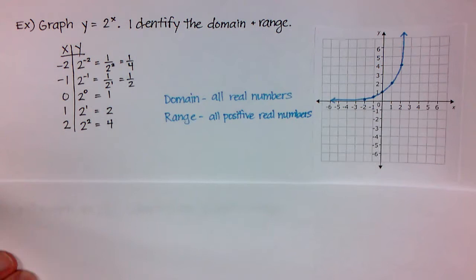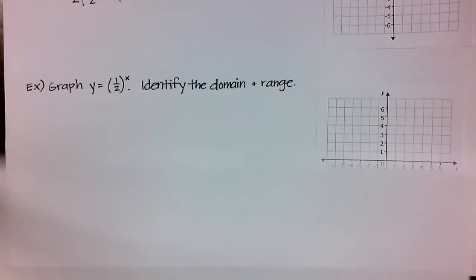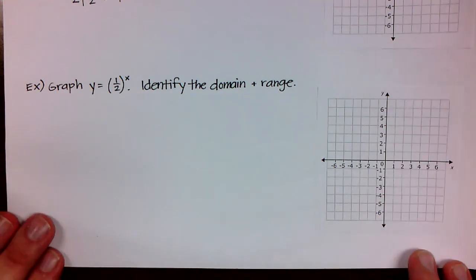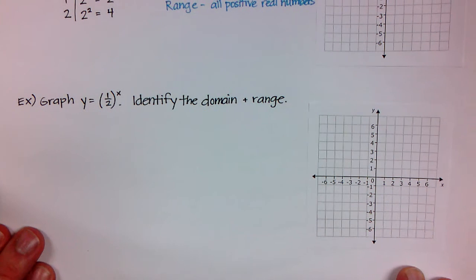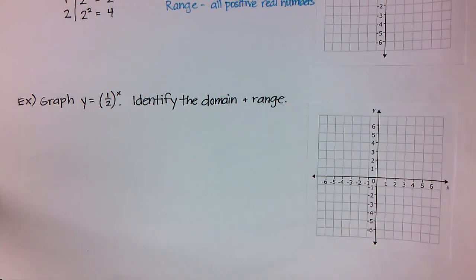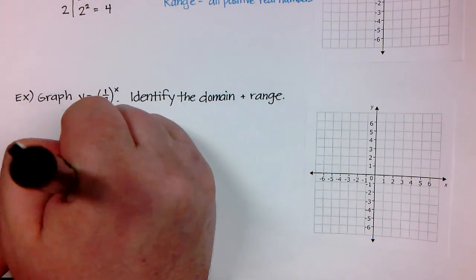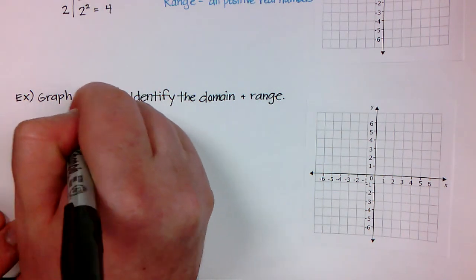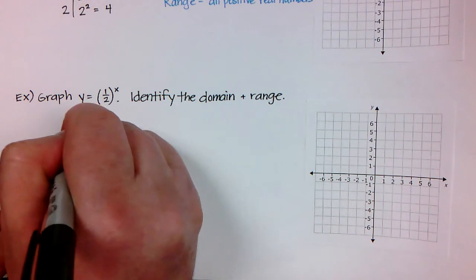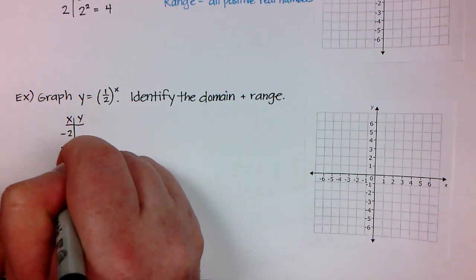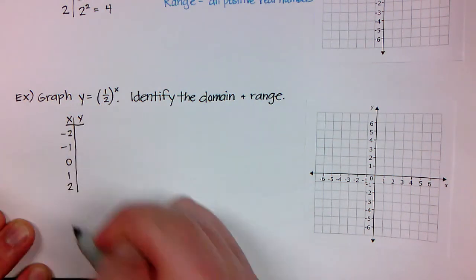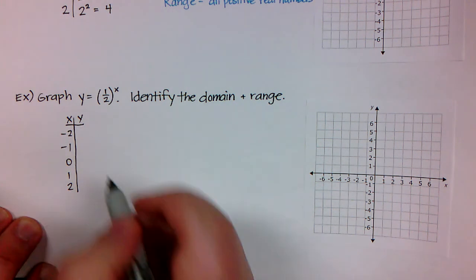Okay, so I have one more problem for us to do. This is another graphing problem. It's a new function, graph y equal to 1/2 to the x power. And then we're going to identify the domain and the range. So just like we did before, let's go ahead and pick whatever x and y values that we want to choose and plug them in. And I always like just sticking with the basics, -1 and 0 and 1 and 2 and -2 as well. And then I'm going to plug them in.